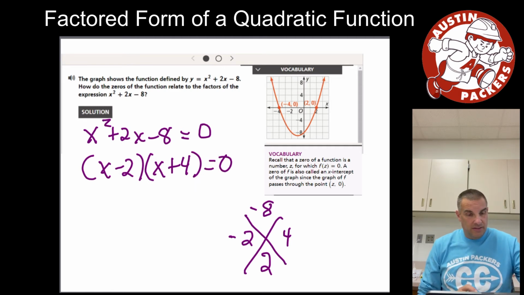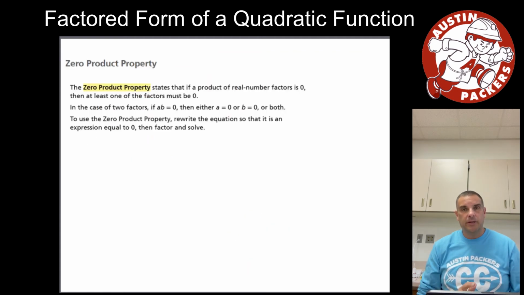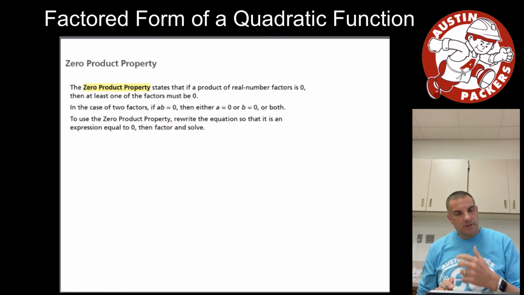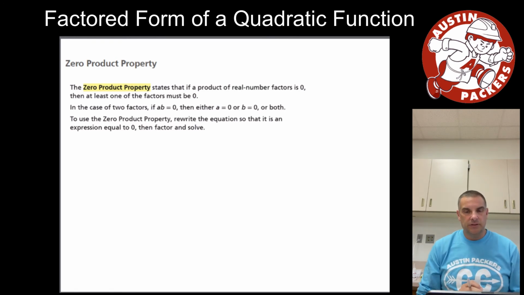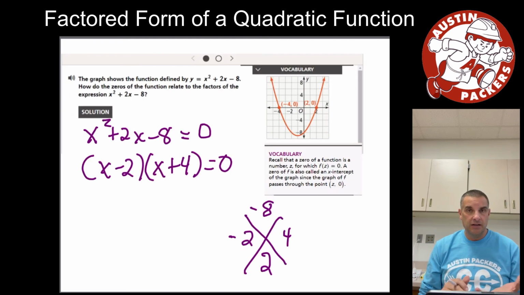So now we have something that's called the zero product property. I'm going to come back to this question in just a minute, but I want to go over something that we call the zero product property. The zero product property states that if the product of a real number's factors is 0, then at least one of them has to be 0. So in the case of two factors, if a times b is 0, then either a has to be 0 or b has to equal 0. To use the zero product property, we're going to rewrite the equation so that the expression is equal to 0. We're going to factor and we're going to solve. And that's what we did here. We factored it, now we're going to solve it.